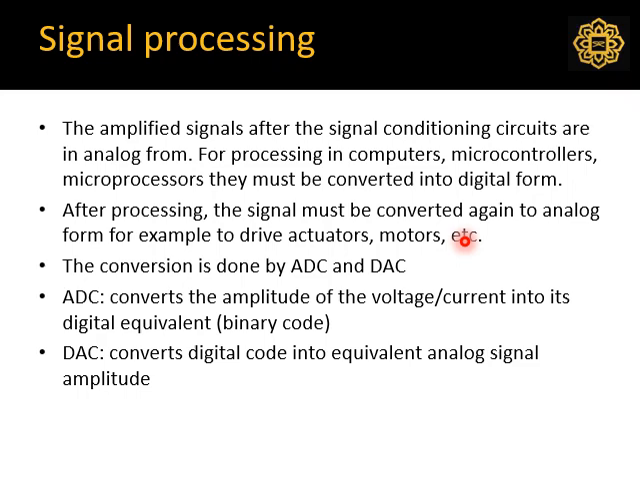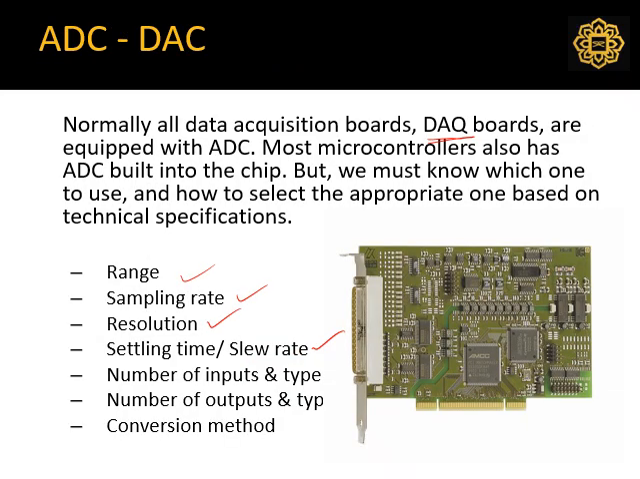So this conversion is done by digital to analog converter and analog to digital converter. So ADC converts the amplitude of the voltage or current into its digital equivalent, meaning to say binary numbers, and DAC converts digital code into equivalent analog voltage. So let's talk about these things.